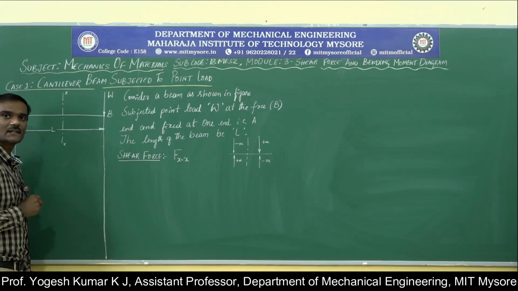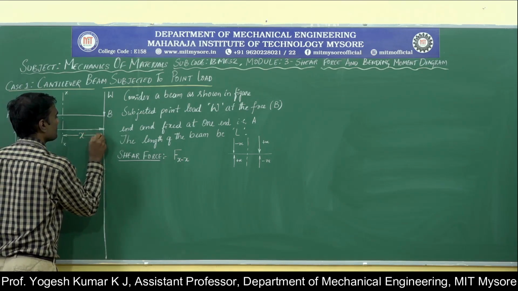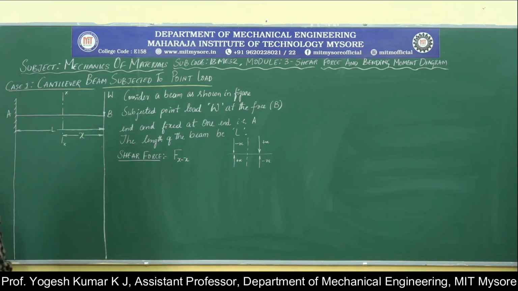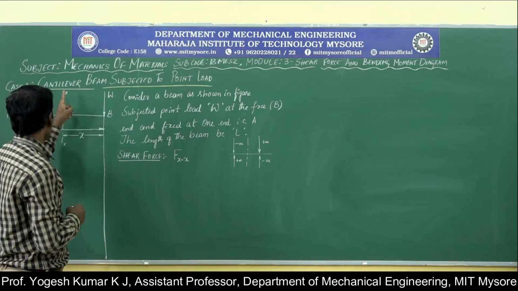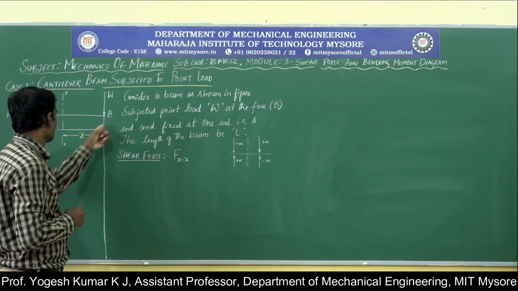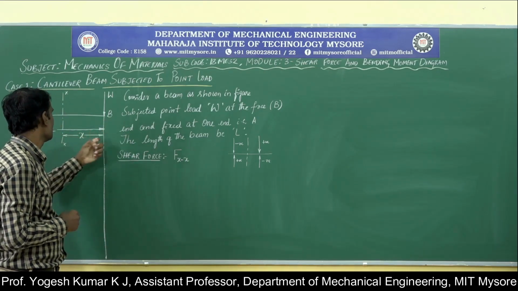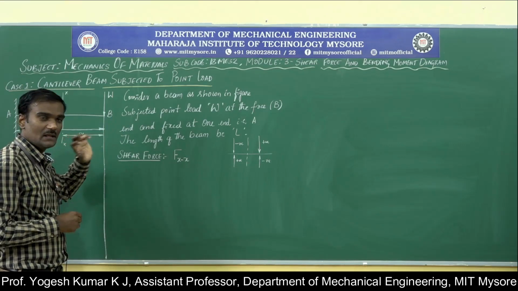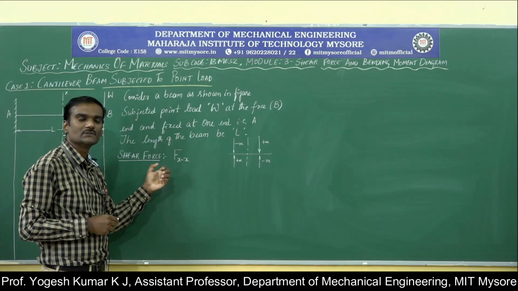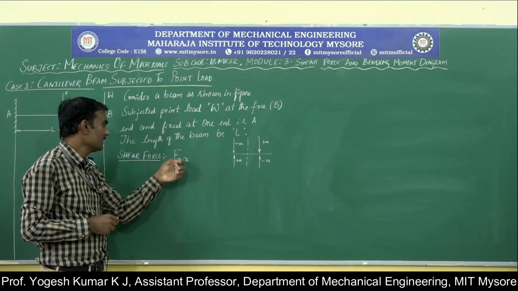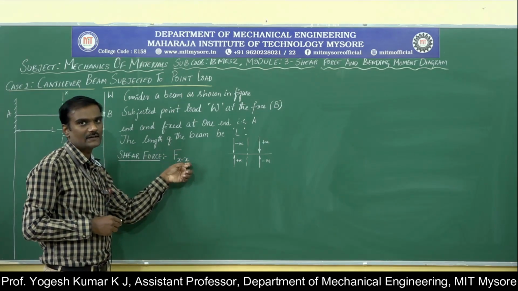Consider a section XX which is at a distance x from the free end. Which end? Free end. We should be very careful. I am giving that distance from the free end. That is the reason why I have denoted the shear force as Fxx. The meaning of this is shear force at section XX.